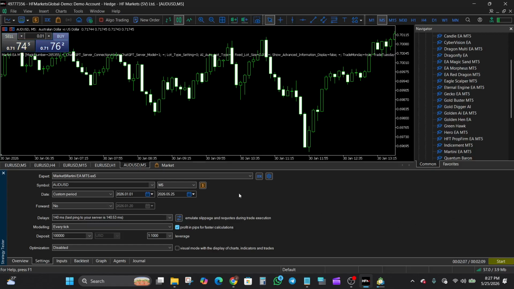So overall, this looks like a structured scalping EA that is built around controlled conditions and specific trading sessions, with an emphasis on automation and risk awareness rather than aggressive trading behavior.